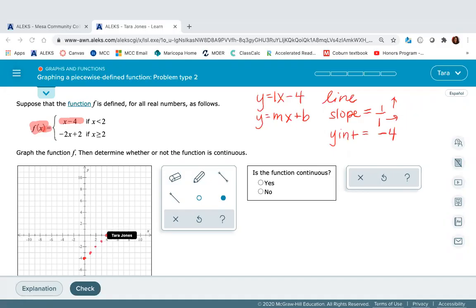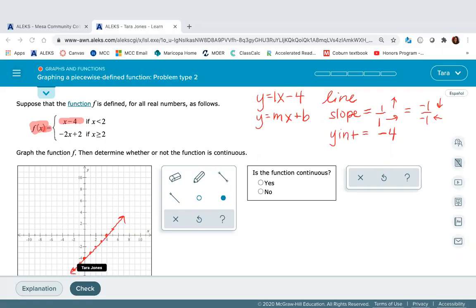So I would go from that point up 1 and right 1 and continue doing that repetitively, up 1 and right 1. Or remember, to get a slope of positive 1, we could also consider that negative 1 divided by negative 1, because that is also equal to positive 1, which would mean we could also go down 1 and left 1. So from the y-intercept of negative 4, if I went down 1 and left 1, and I continued that pattern, I would get some additional points. So this is the entire line, y equals x minus 4.